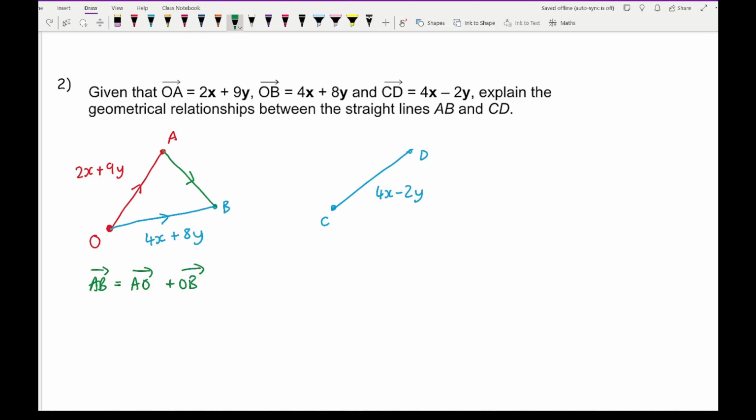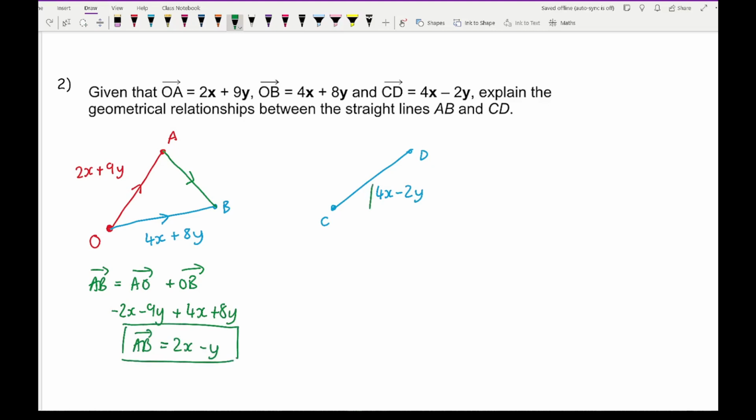So O to A is going to go against the arrow, so it's going to be minus 2x minus 9y. And O to B is going with the arrow, so it's going to be plus 4x plus 8y. And if I collect all the like terms, I get a value that A to B is going to equal 2x minus 1y. So let's just put a little box around that.